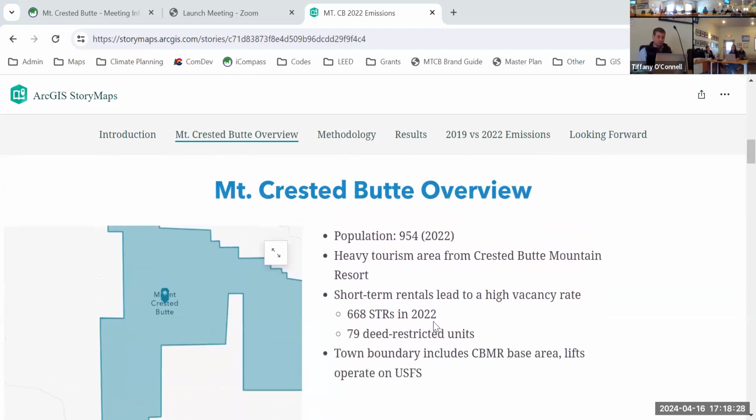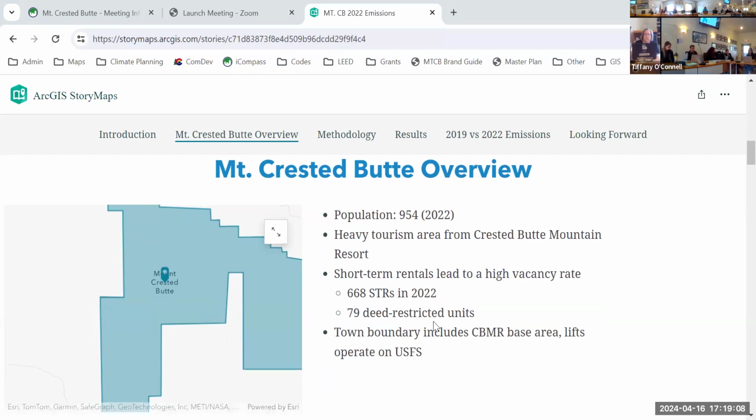So a quick overview of Mount Crested Butte. In 2022, the population was 954. As we know, there's a lot of tourist activity because of CBMR that occurs up here, which is present in both the housing and the transportation, people driving up here. There are a lot of short-term rentals, which lead to a high vacancy rate. In 2022, there were 668 short-term rentals, and that number is increasing. And in comparison, there were 79 deed restricted units, which shows you the breakdown of what kind of housing is primarily up here.